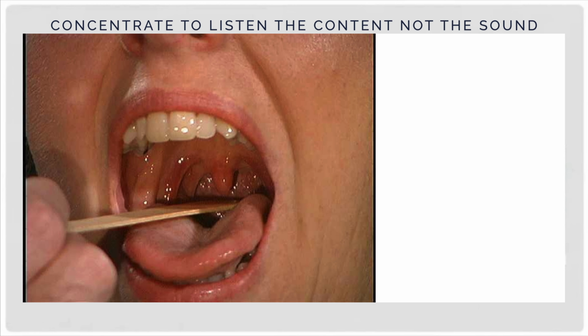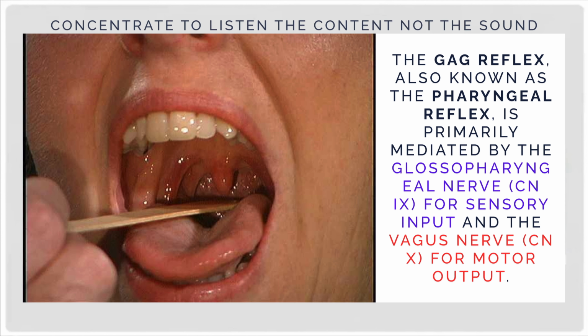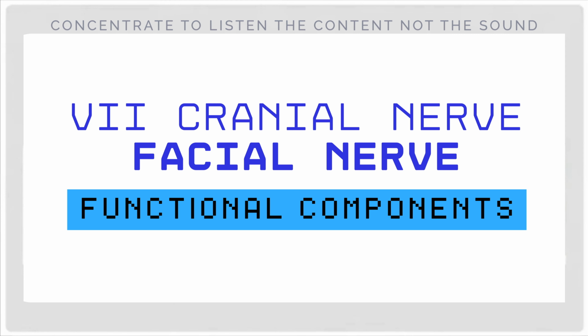And remember, deep down in your throat, the posterior surface of the pharynx, where you irritate it, there's a gag reflex that also is associated with this glossopharyngeal nerve. Before this, I taught you about the seventh cranial nerve. Remember the functional components of the facial nerve.